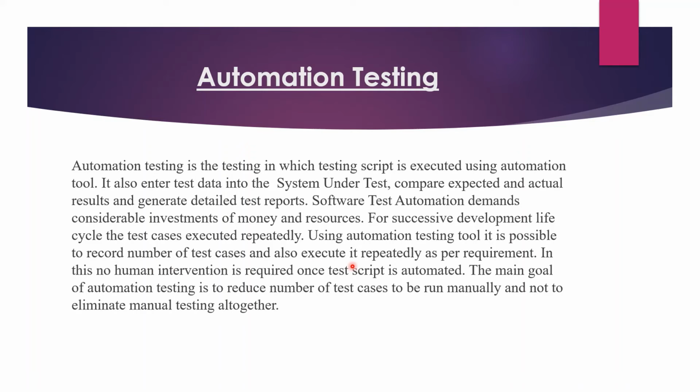If the particular application requires testing a particular module multiple times, then once its test script is automated, it can be executed repeatedly. The main goal of automation testing is to reduce the number of test cases to be tested manually, but not to eliminate manual testing altogether. That means the main goal of automation testing is to reduce the number of test cases to run manually.